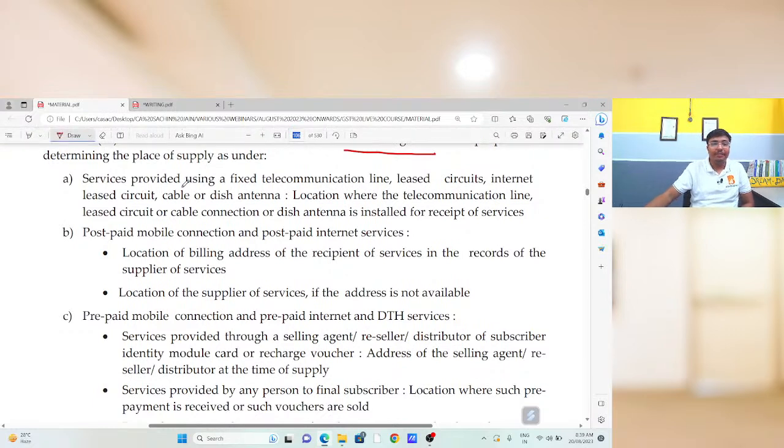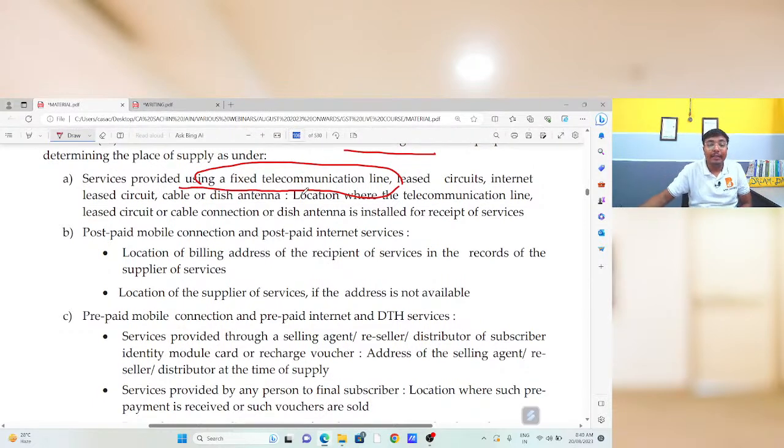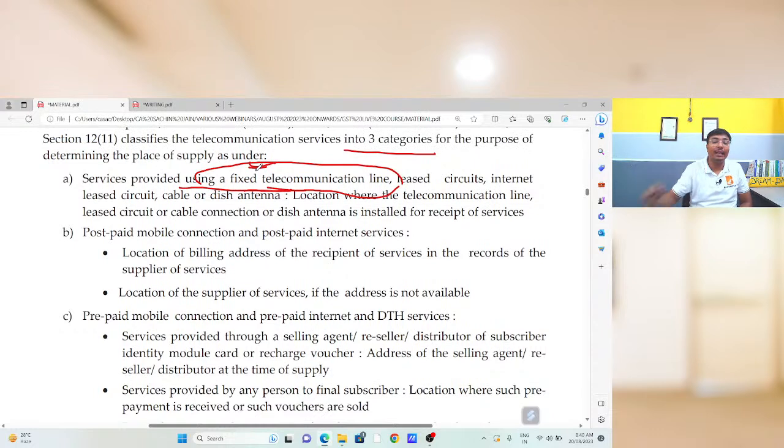Services provided using a fixed telecommunication line. Whenever the telecommunication service is provided through telecommunication lines from a certain fixed establishment, in that case the place of that telecommunication line or tower or antenna will be treated as the place of supply.